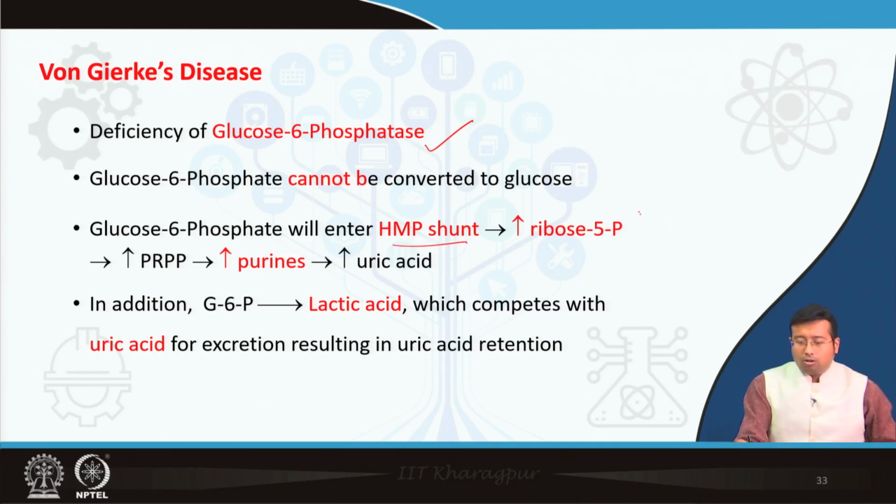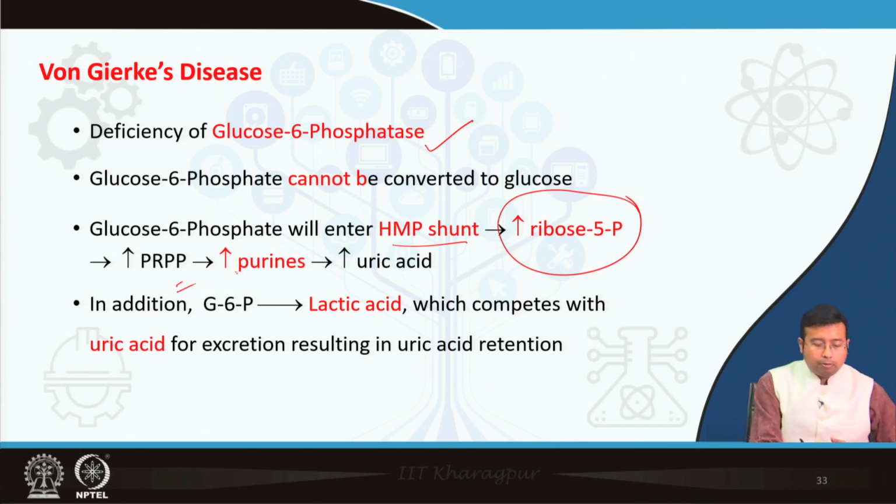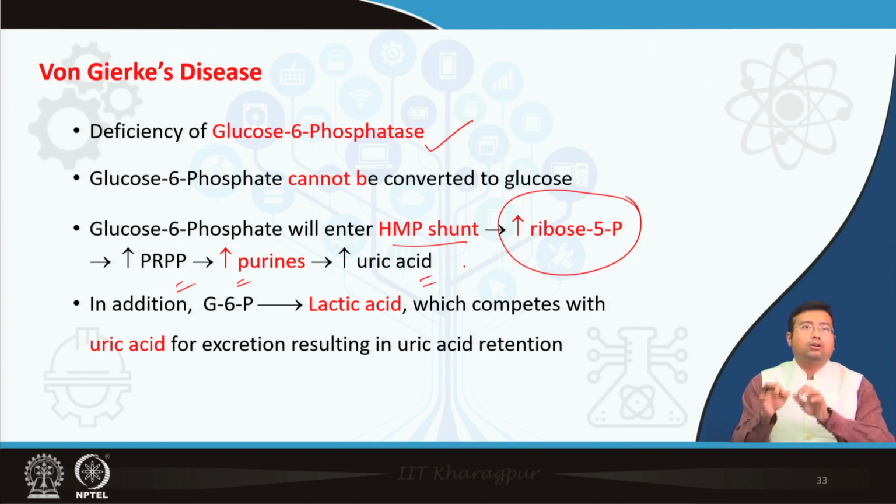In the HMP shunt, we all know one of the important products is ribose, which ultimately leads to increased production of PRPP and purine, and then uric acid. So, in case of glucose 6 phosphatase deficiency, or von Gierke's disease, or glycogen storage disease 1, it leads to hyperuricemia. In addition, glucose 6 phosphate can be converted by anaerobic glycolysis to lactic acid, because G6P is also diverted towards glycolysis. This lactic acid competes with uric acid for excretion. So, both overproduction and an excretory defect lead to hyperuricemia in von Gierke's disease.